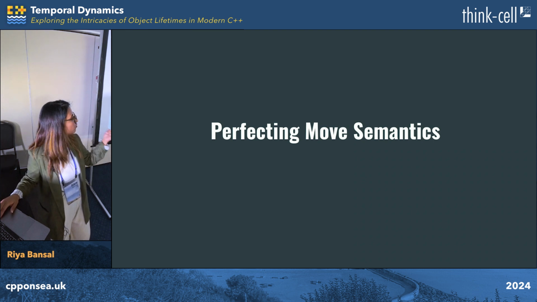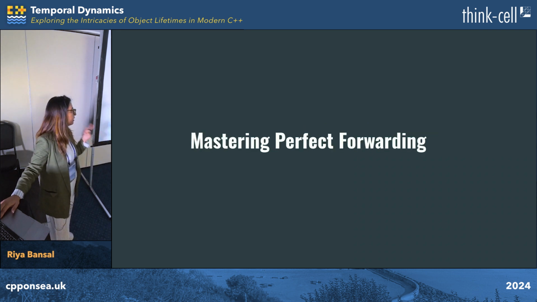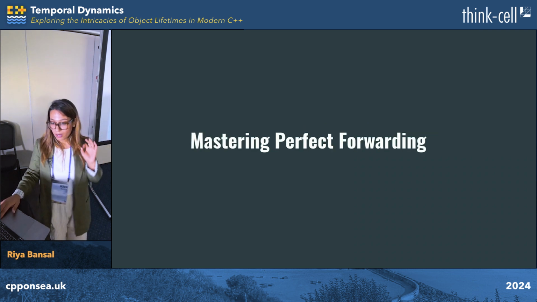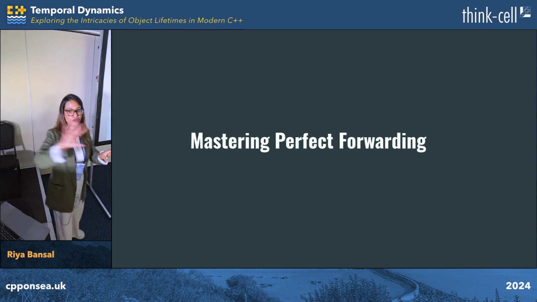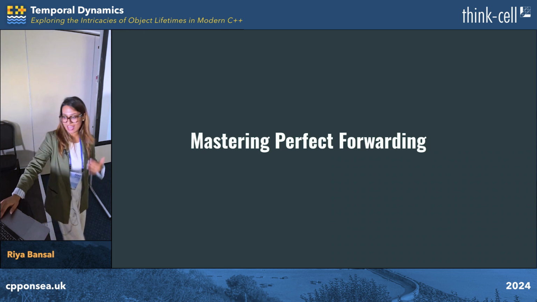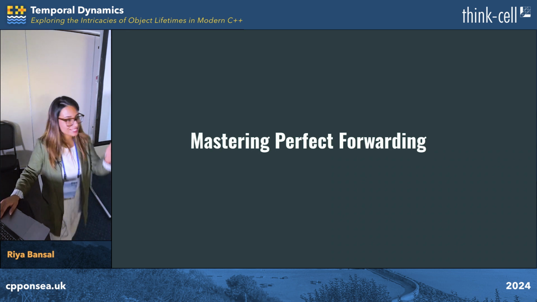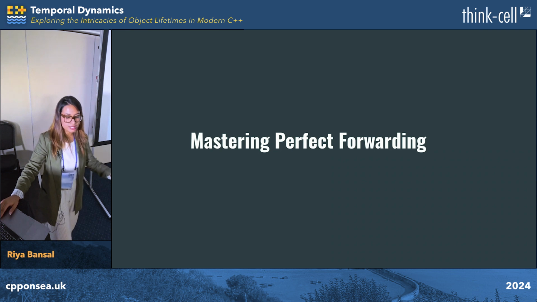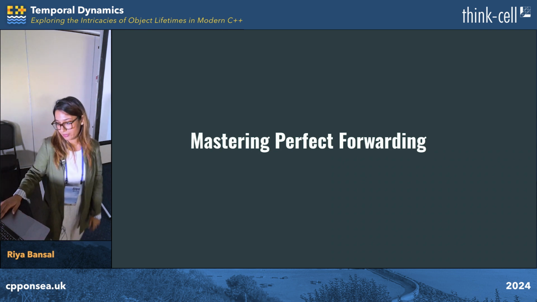And to understand move semantics best, we need to know the concept of perfect forwarding. Perfect forwarding is a technique that allows you to forward arguments to another function while preserving their own value category. If you want to design template functions, if anybody has done it, this comes very handy, because they accept any type of argument and then forward them to other functions in a very optimal way.